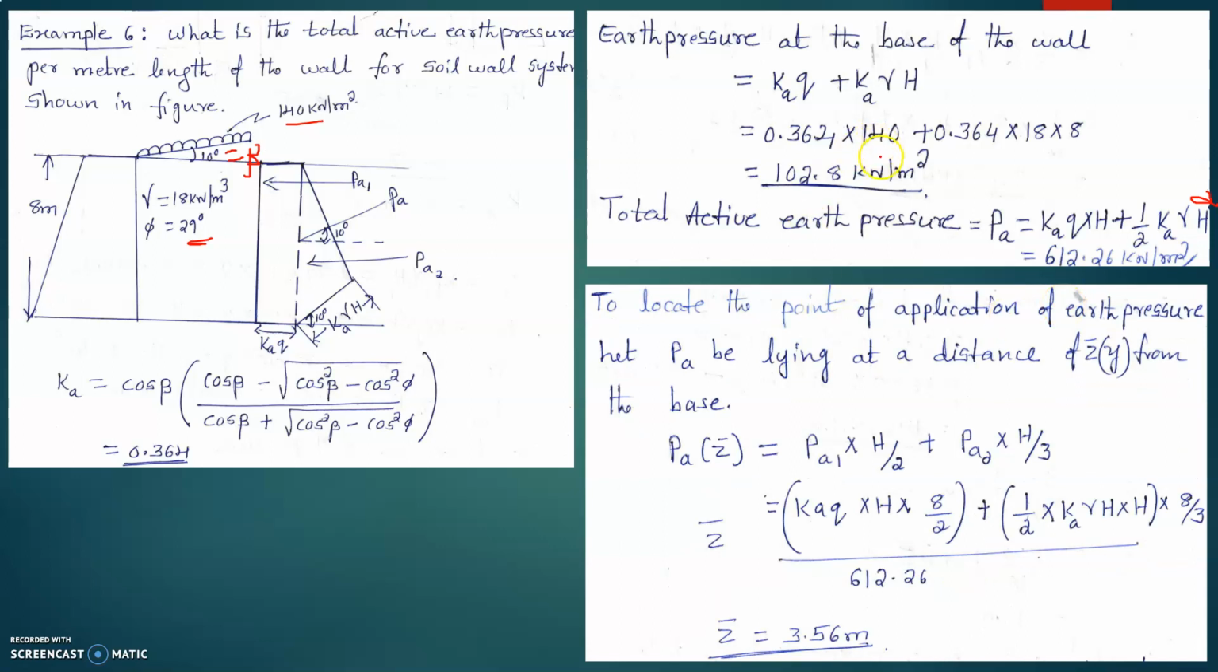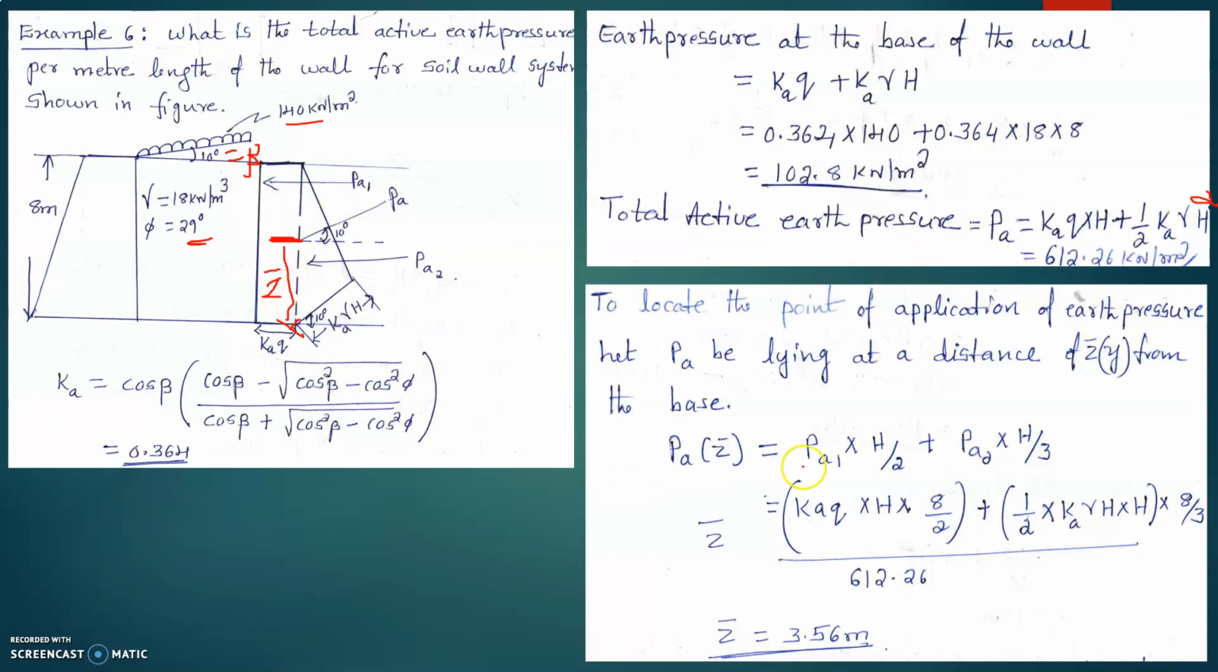After that, you have to calculate where that point lies, the point of application of the maximum active earth pressure. For that, the total earth pressure is equal to the algebraic sum of the moments of all the pressure distribution diagrams. So let us take this as PA1, this is PA2, and I'll consider the total pressure as PA. So PA into Z, here this is Z bar.